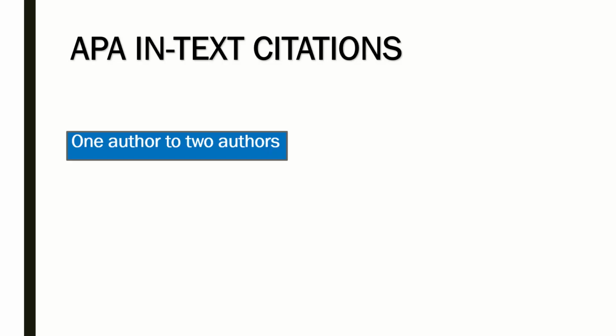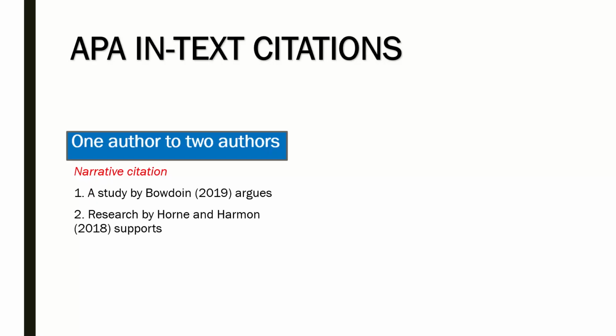So, for a narrative citation, the author of the source is mentioned in the sentence. Let's look at this first example. A study by Bowden (2019) argues. If I have 2 authors, I would write out their names, as in the second example. Research by Horn and Harmon (2018) supports, and continues along with the sentence.